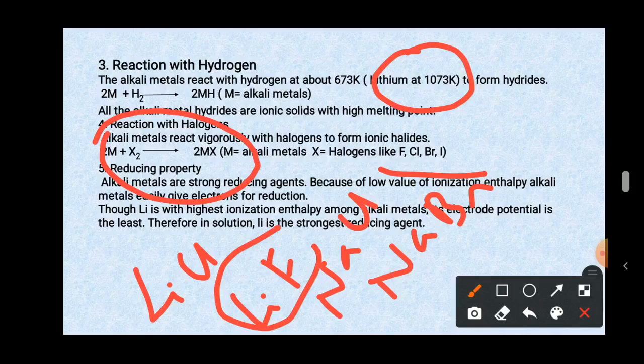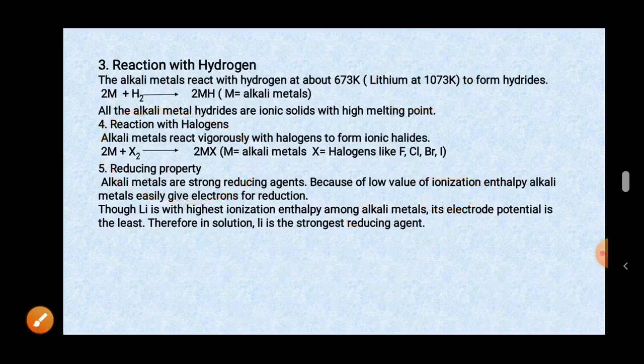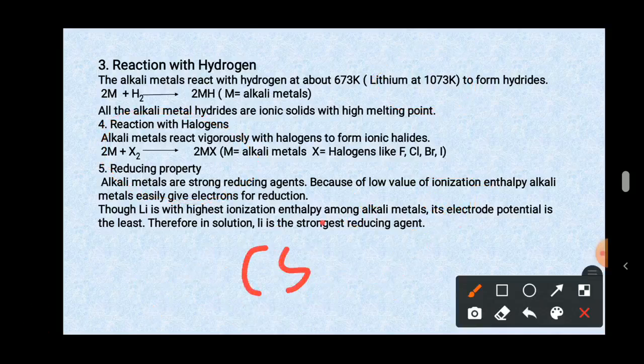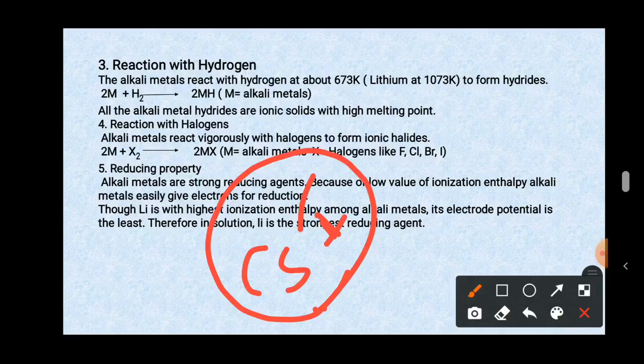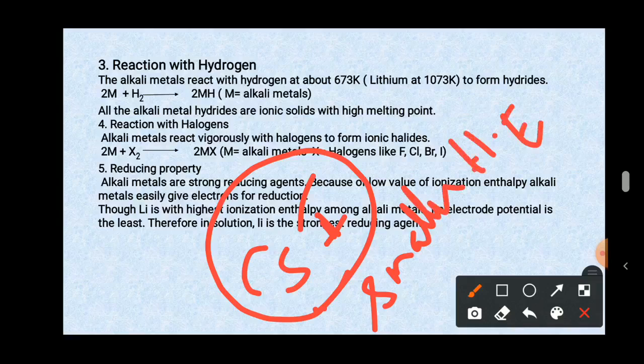In the same way, cesium iodide. Now cesium has the largest size, and iodine also has a large size. Both are bigger in size. Even this has low solubility in water due to smaller hydration enthalpy, because its size is bigger. This is about the alkali metal halides.